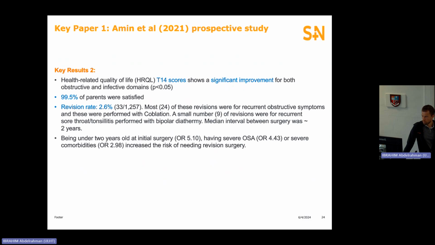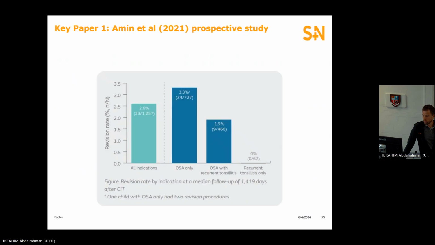You'll see the point at the bottom. This is very key, and we've got some data later that we'll share with you that shows the difference. Most of this revision rate, most of the ones coming back, were either 3 years or under. So it's largely in that group where they've got more active lymphoid tissue. They seem to have a higher revision rate. If you take the 3 years and under out, then it's less than 1%. It's much lower. But you can see most of them are OSA.